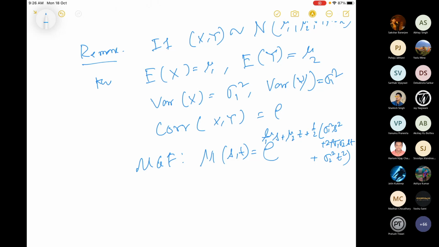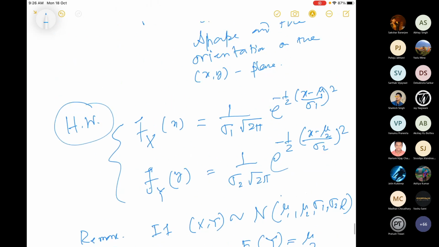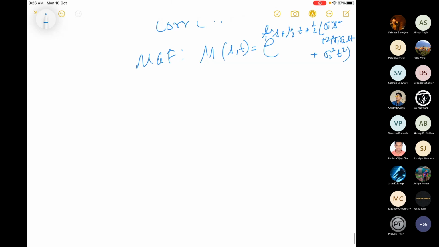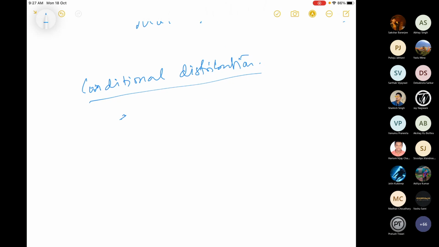Now what could the question be? What is the conditional distribution? What is x given y? So when you study a joint PDF, you have so many things to consider. The conditional distribution, x given y. So what is f of x given y? This is interesting.